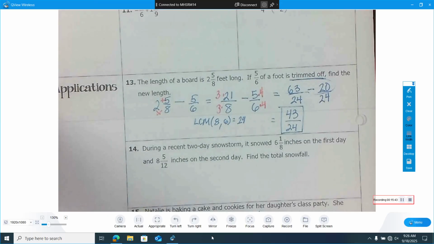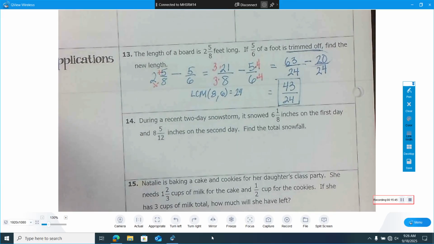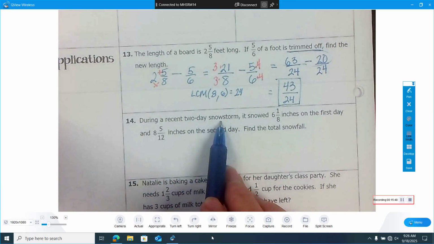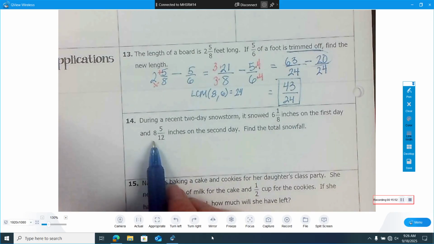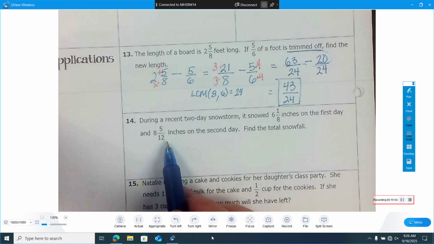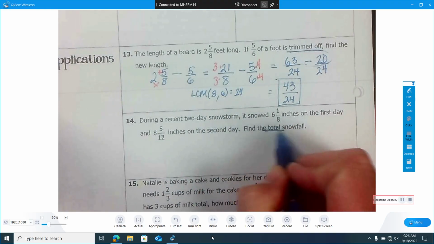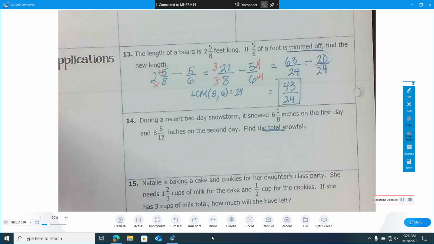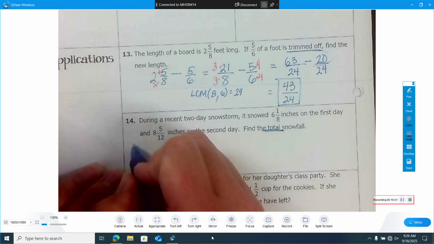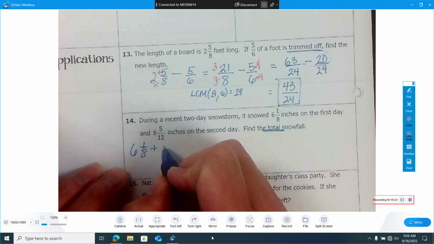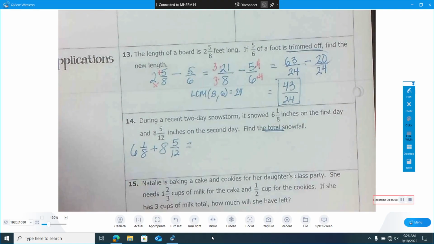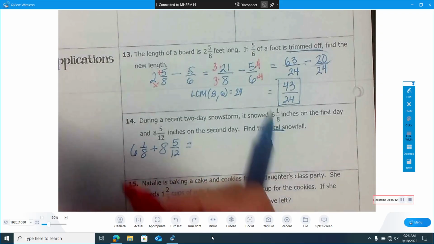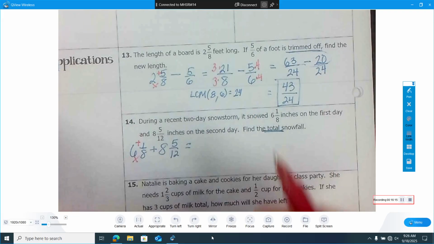All right, one more, number 14. During a recent 2-day snowstorm, it snowed 6 1/8 inches on the first day and 8 5/12 inches on the second day. Find the total snowfall. What are we doing? What operation? Adding 6 1/8 plus 8 5/12 is what we need to do here to get the total snowfall. Let's convert here, multiply and add.